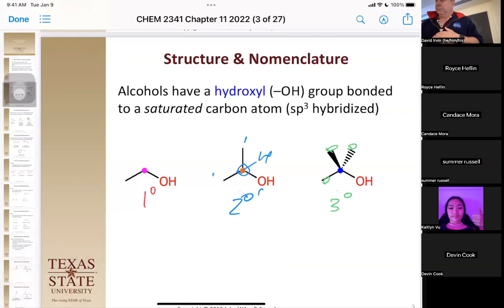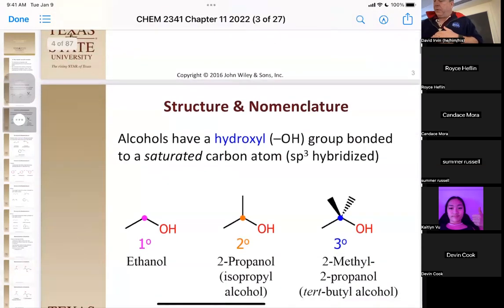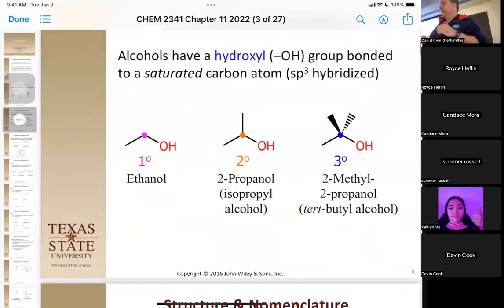Okay, now we do have some, and these are the names for them. If you only have 2 carbons on it, you're going to have eth, right, for 2, and ol, so it's going to be ethanol. If you have 3, it's going to be propanol, but you have to say where the OH is. And in this case, it's on the 2 position. So that's 2-propanol.